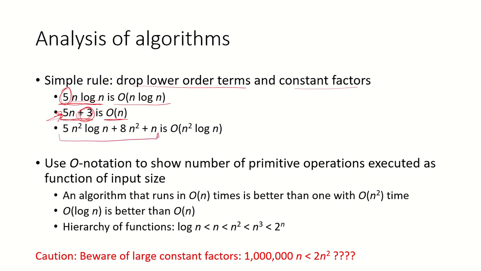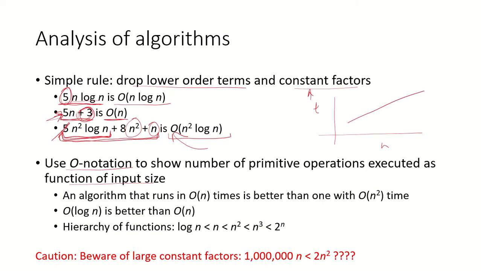For a growth rate like this, when we drop the lower order terms like n square and n, we are just left with this, and we drop the leading coefficient 5, so we say this is order of n square log n. So this big O notation is going to show the number of primitive operations which are executed as a function of the input size. This is indicative of the growth rate, though it is not going to give the growth rate exactly, but it will indicate the way the time would increase if the size of n increases.